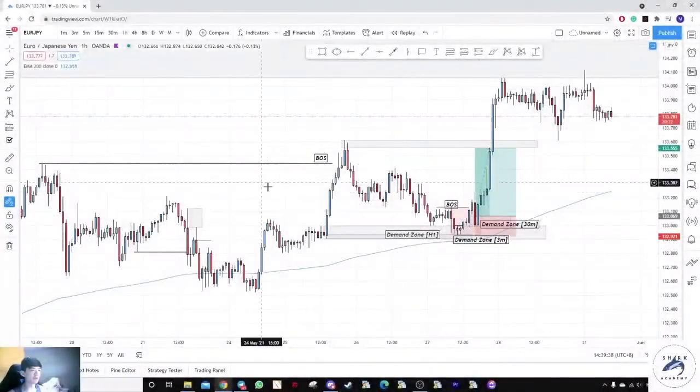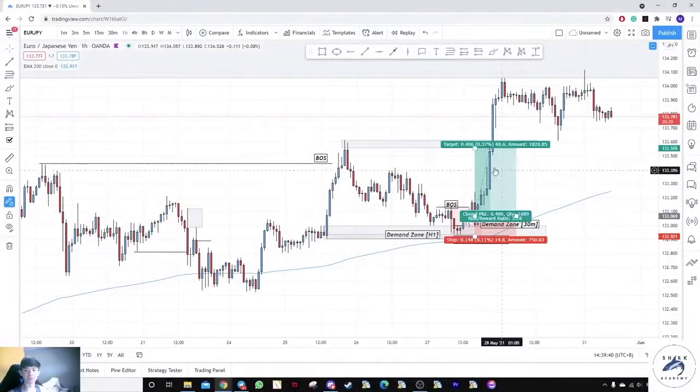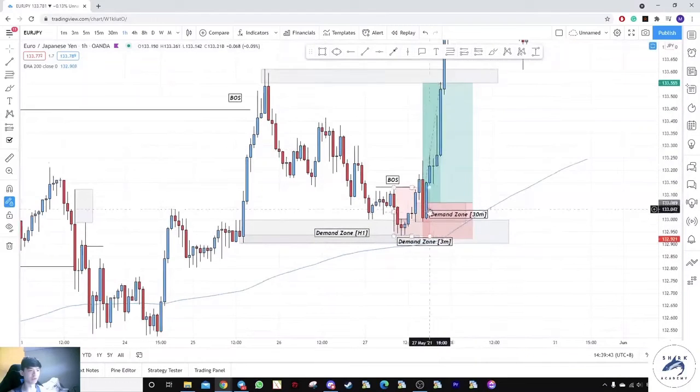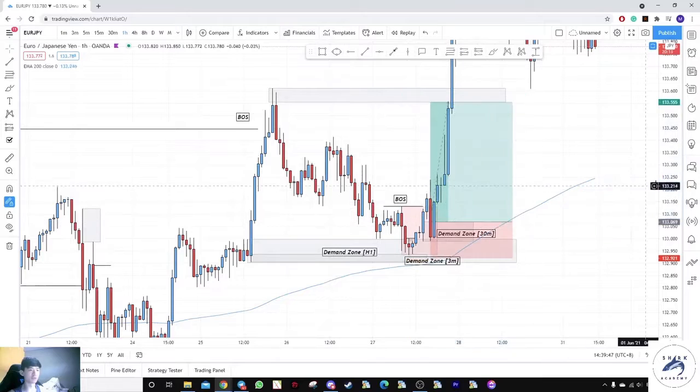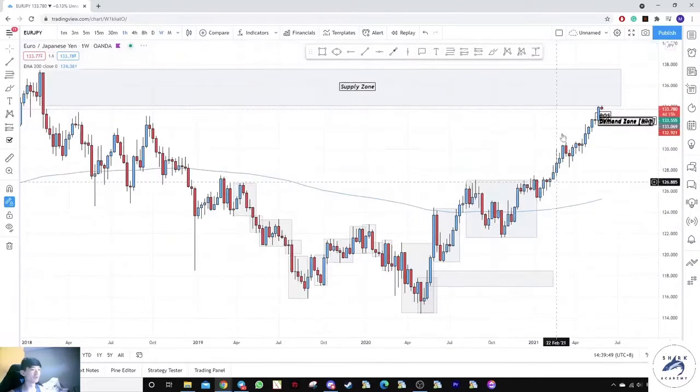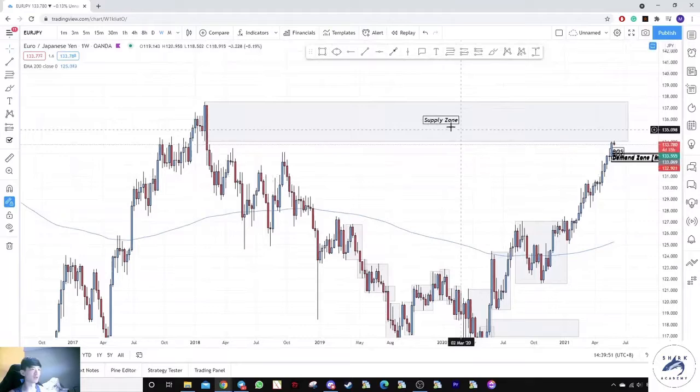Hey traders, so over here we have our Euro Yen, a trade that we took last week. We bought over here with a limit order and we aimed for previous high, which got us into a 1:3 trade, right? If you were to view this on a weekly time frame, you understand that we have a supply zone over here.